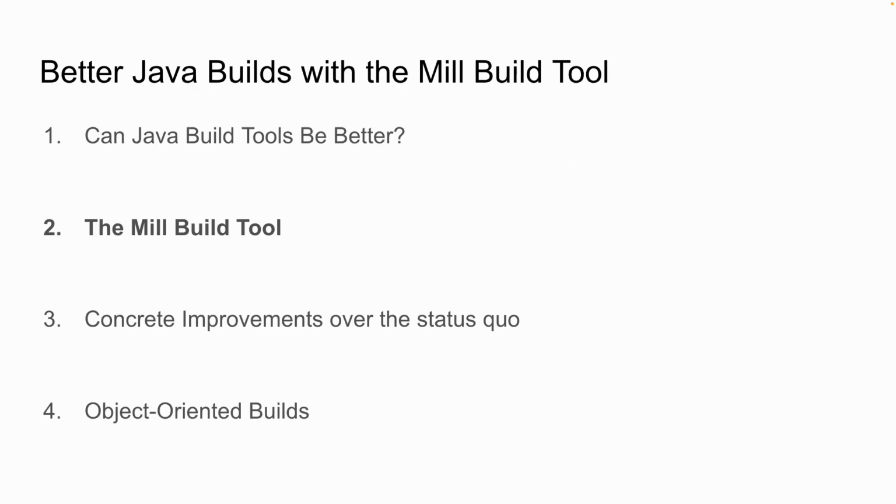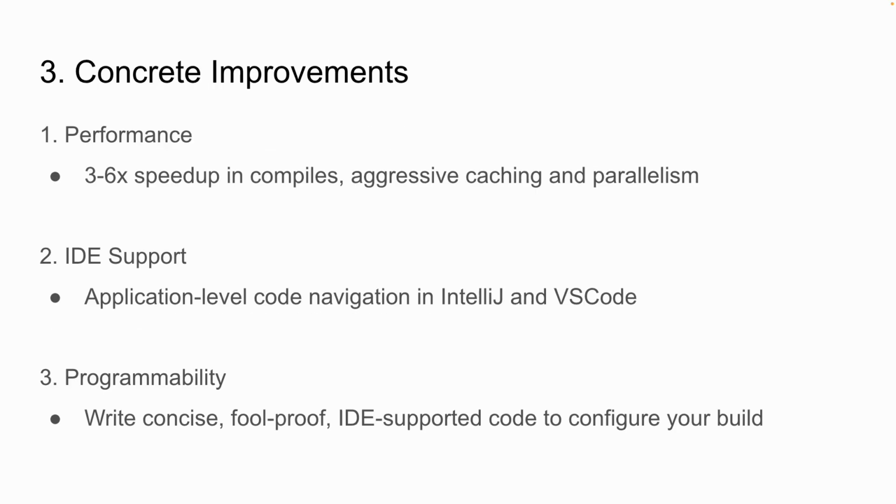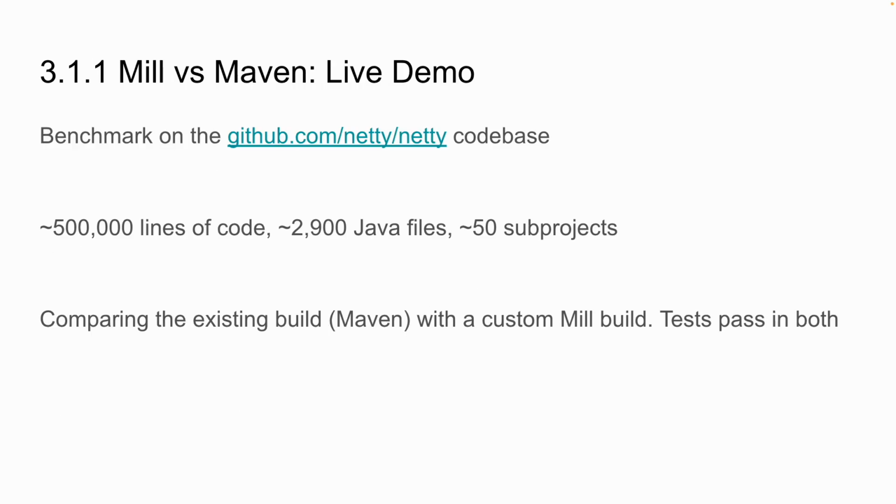So that's the Mill build tool, right? And we saw what it does, which is the same as all the other build tools. You can compile, run, test, assembly, IDE support, all that, --watch. So far, not so interesting. So I think the next section is where it gets more interesting, where we talk about where Mill is different from the other build tools. And again, it comes down to the three areas of performance, IDE support, and programmability. So first, let's look at performance.